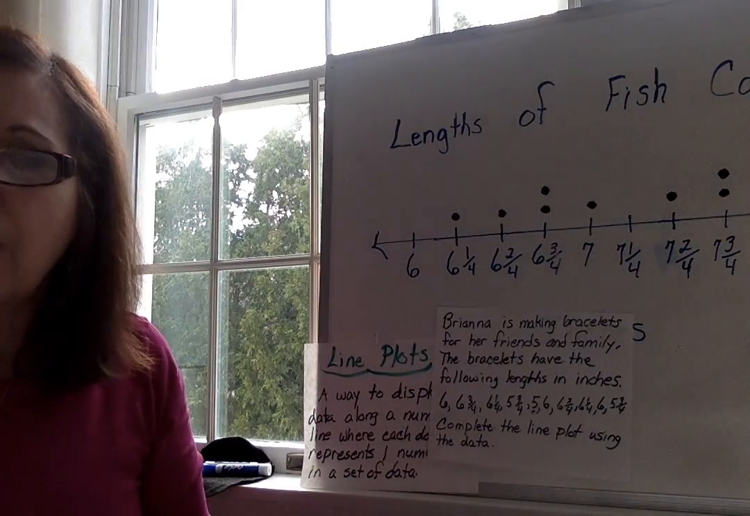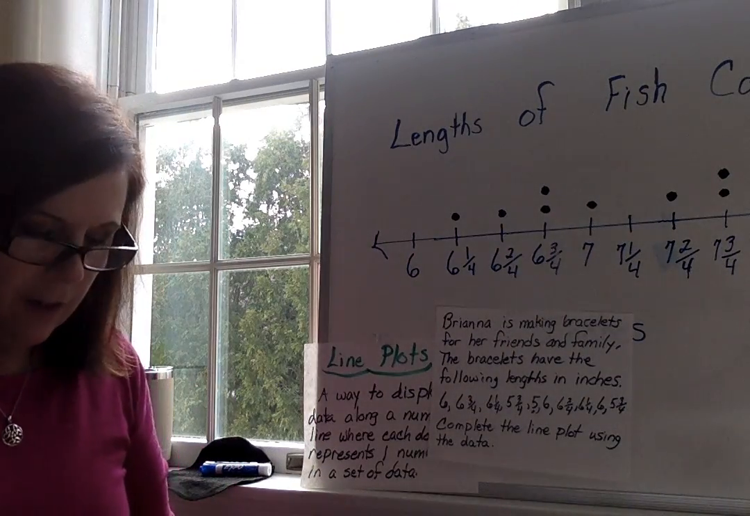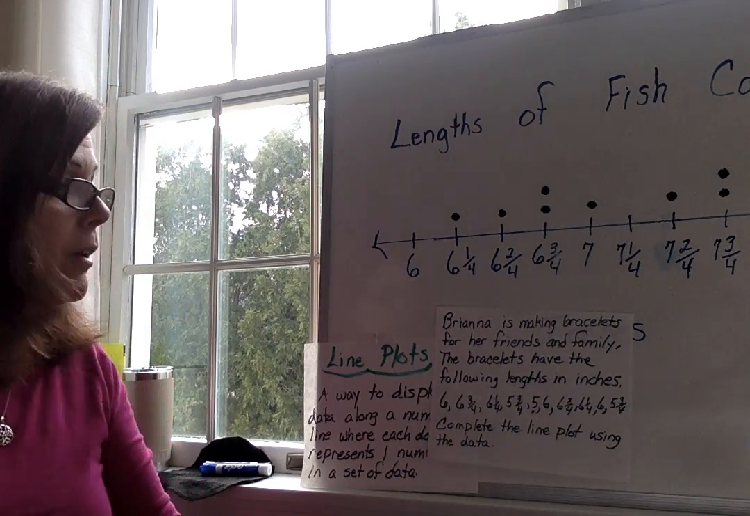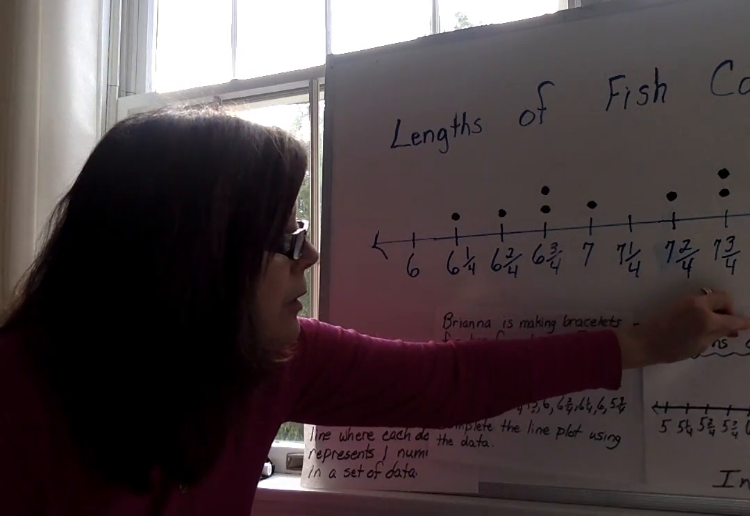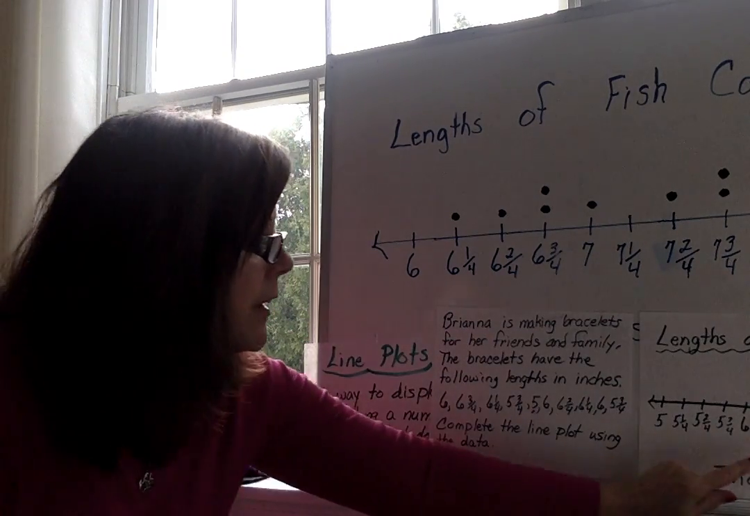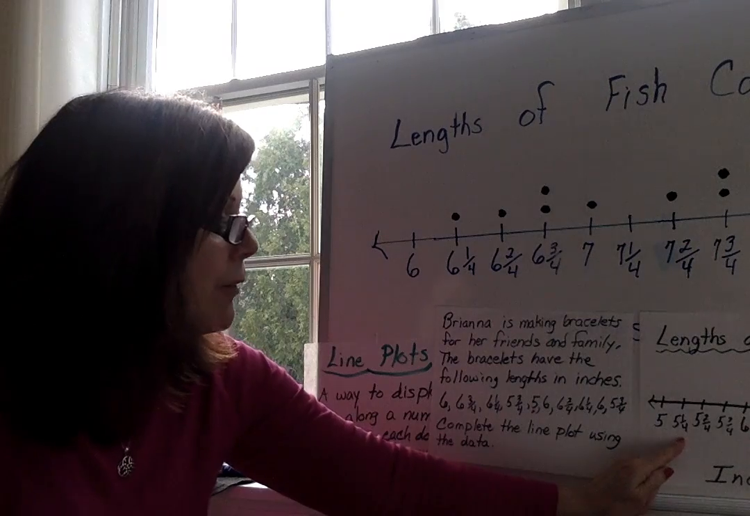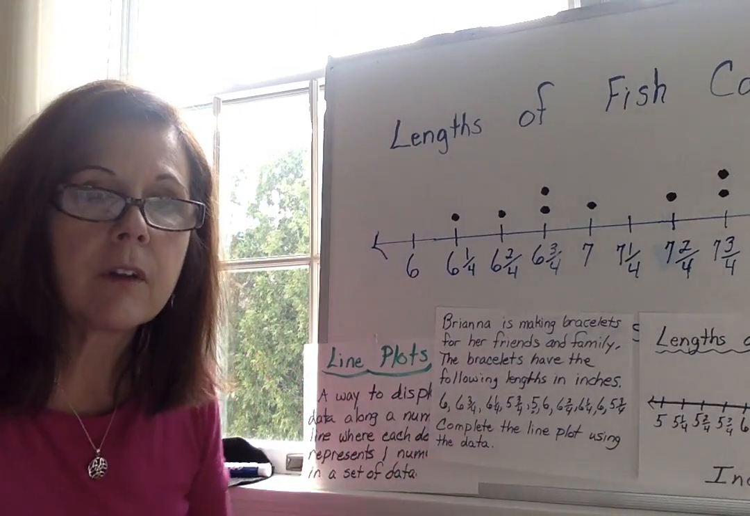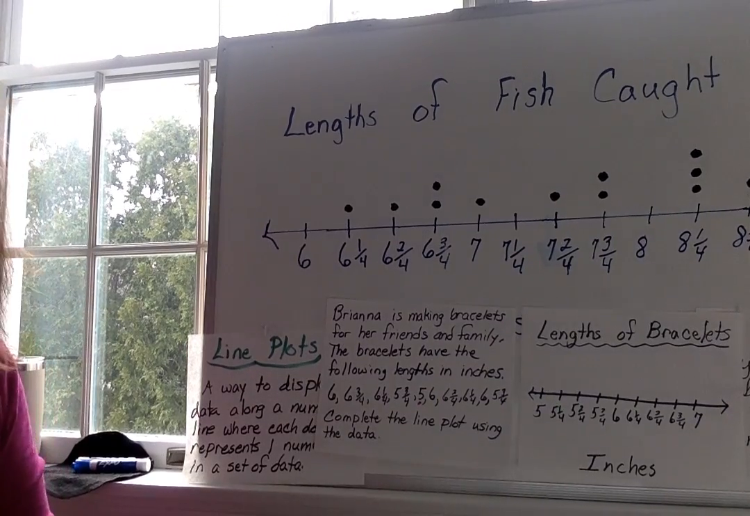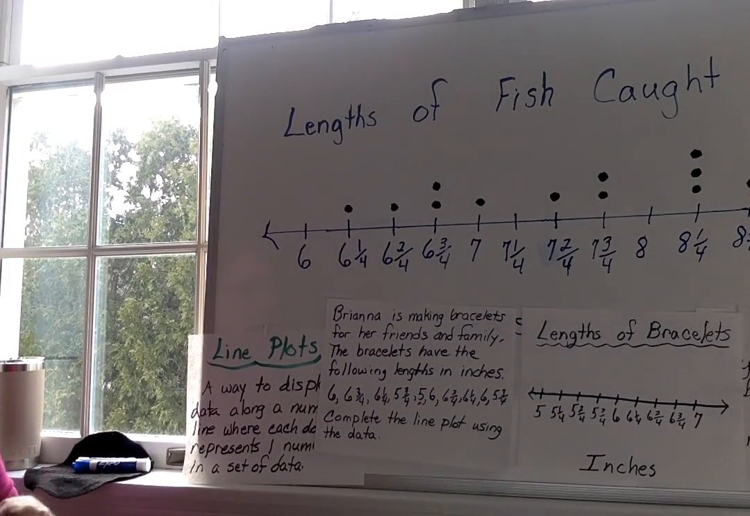All right, so I have already created the line plot just to save some time, so you don't have to sit there and watch me do it. So once again, we talked about starting at 5, ending with 7, and counting by fourths. You see that? Okay. So now I just have to input the data.